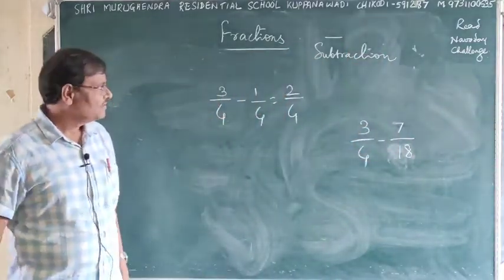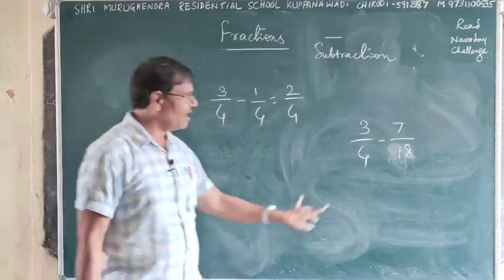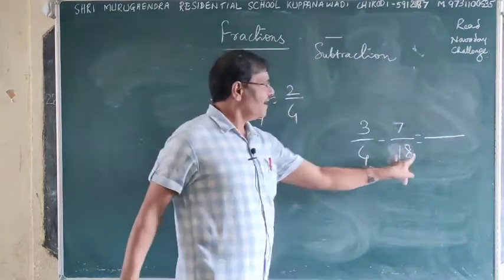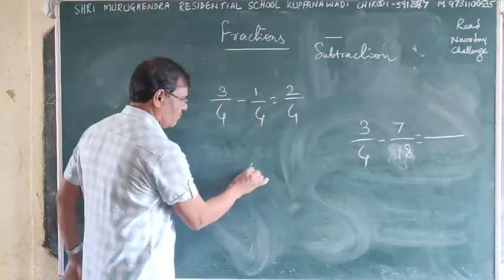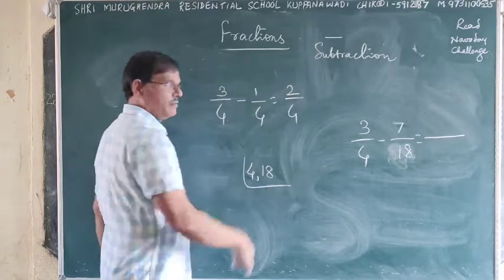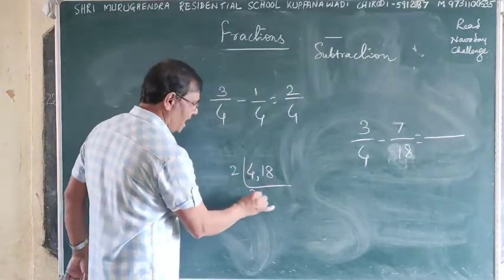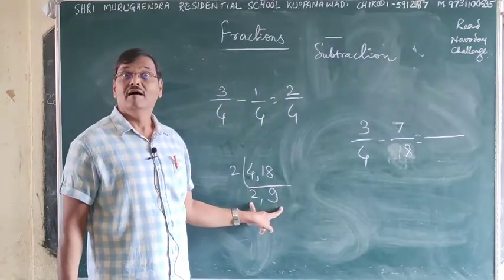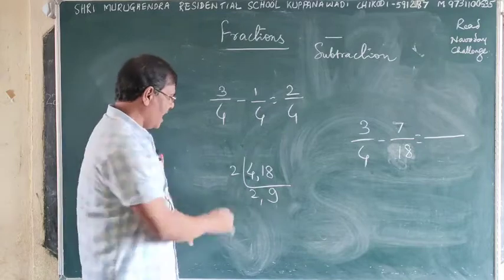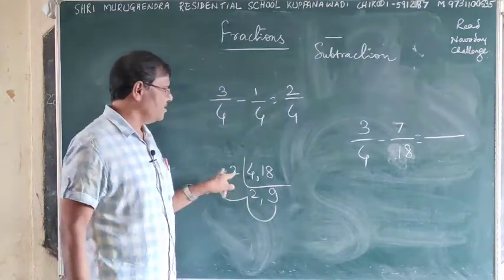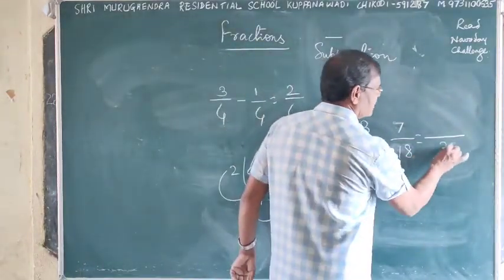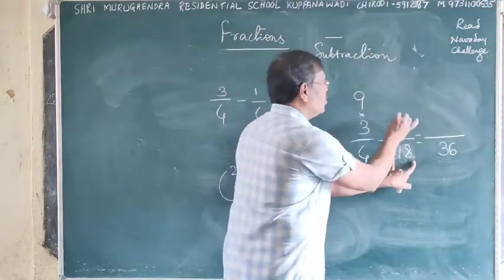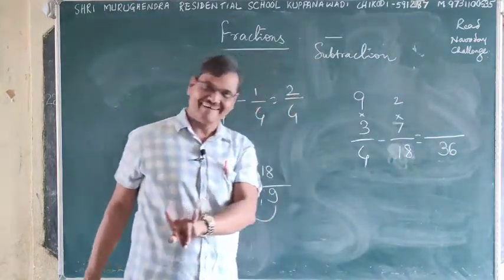18. Then how do you do it? Here also you need to take the LCM. The LCM of 4 and 18 is, we have to go. Isn't it? 2 and 9 are co-prime numbers. 9 2s are all you have to multiply. 9 2s are 18, 2s are 36. 4 9s are 36.